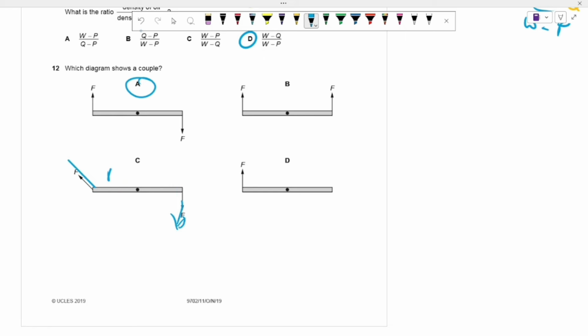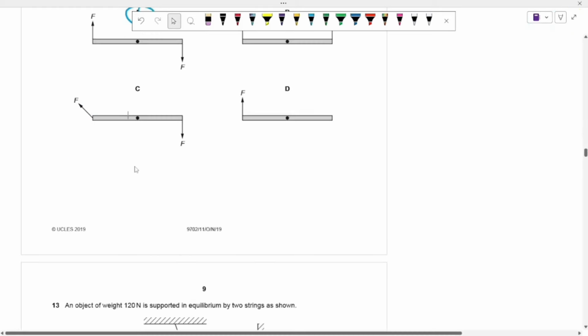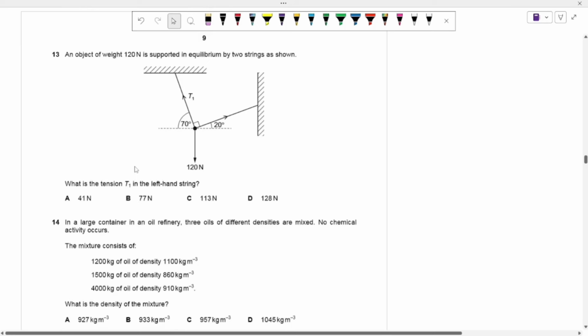Equal in direction, yes. But they are not parallel. So it cannot be C. Okay, so don't just know why one answer is correct. Also know why other answers are incorrect.